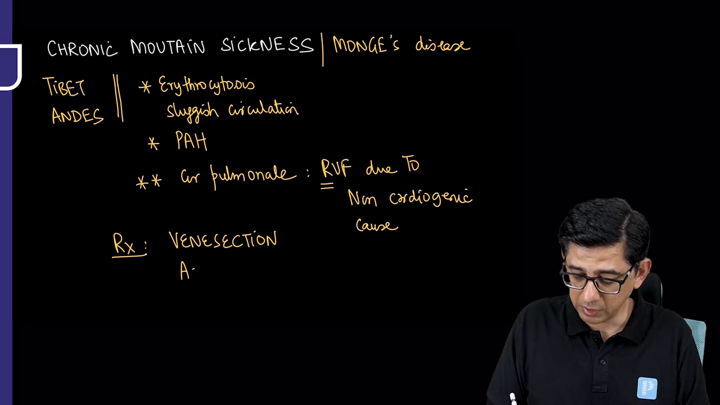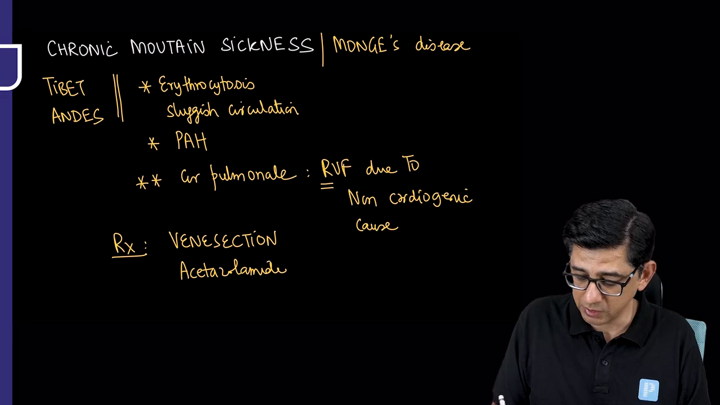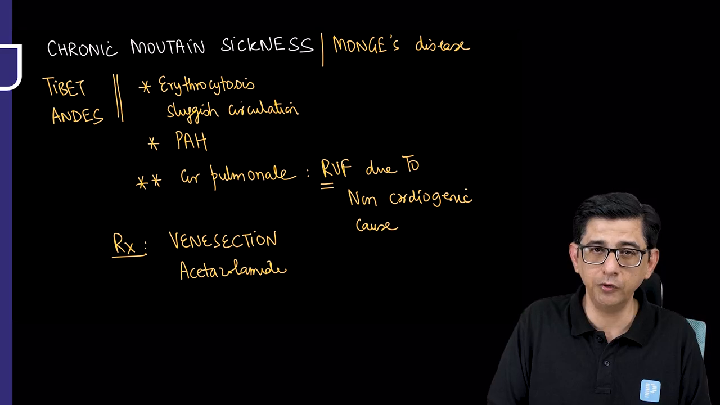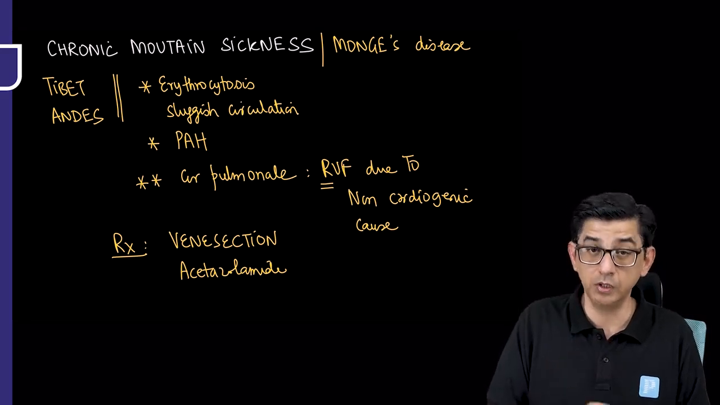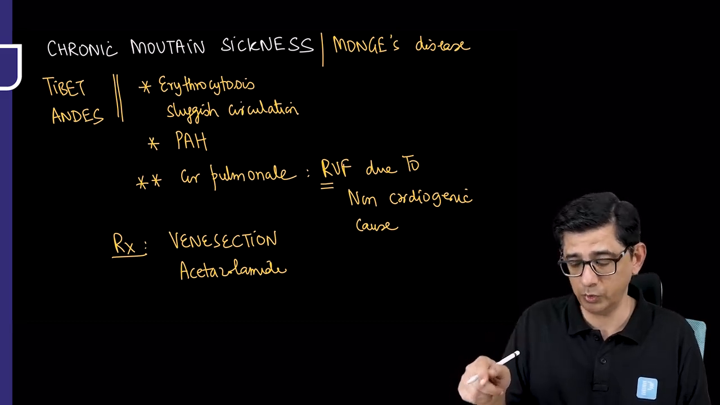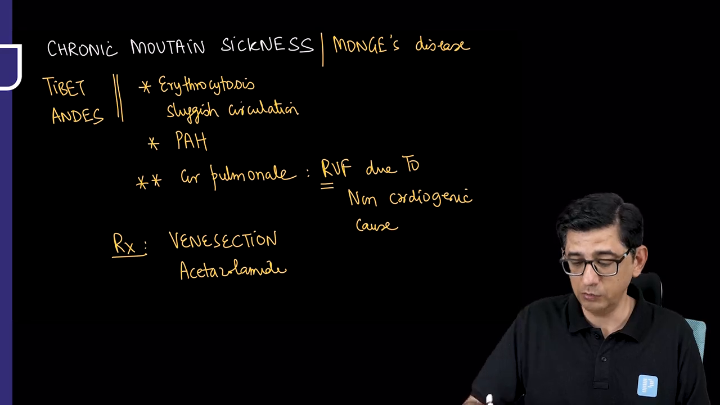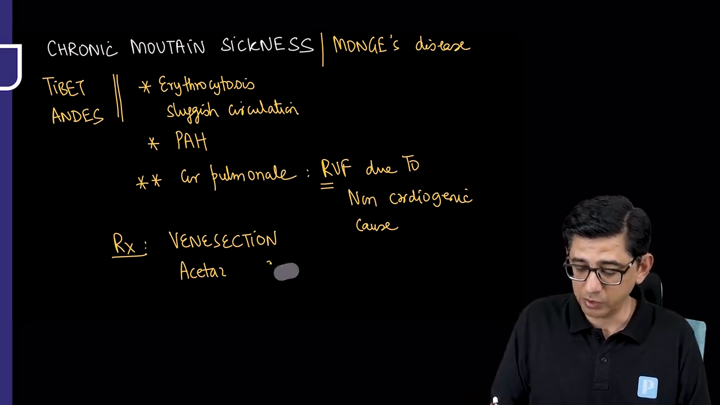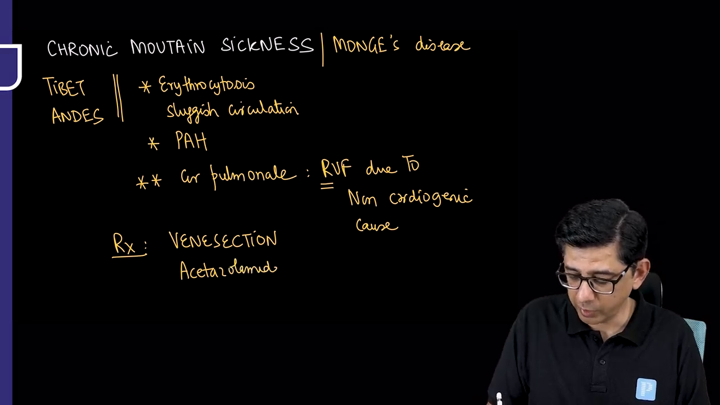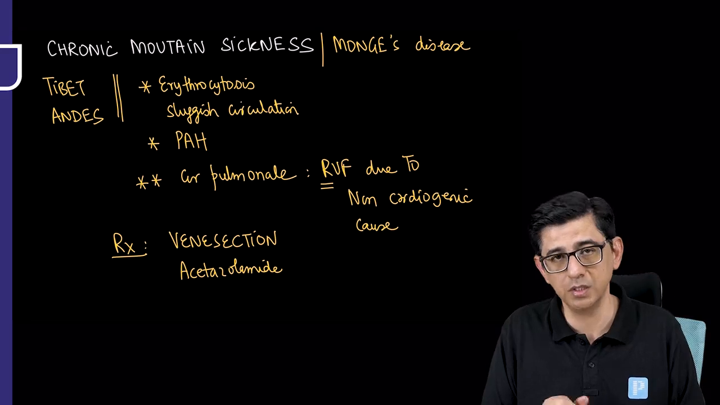Apart from this, even acetazolamide has been shown to be beneficial for management of Monge's disease. So acetazolamide came up a total of 4 times: prevention of acute mountain sickness, mild acute mountain sickness, moderate acute mountain sickness, where it was used in combination with dexamethasone, and now it is being discussed even for those cases where a person would be having chronic mountain sickness. The alternative name for it, which you have even read in physiology, is Monge's disease.